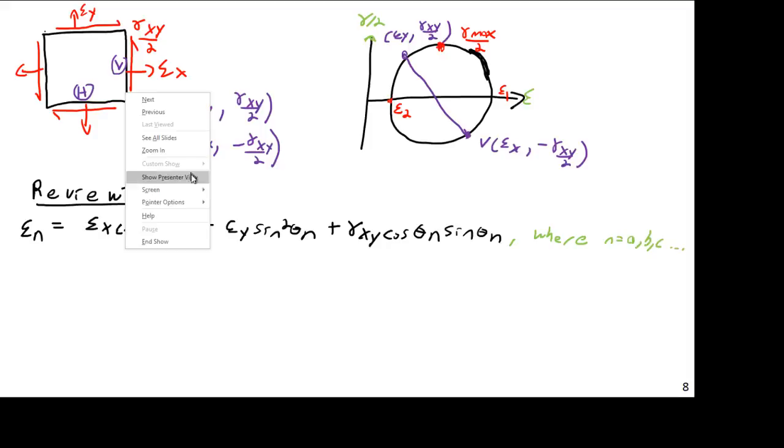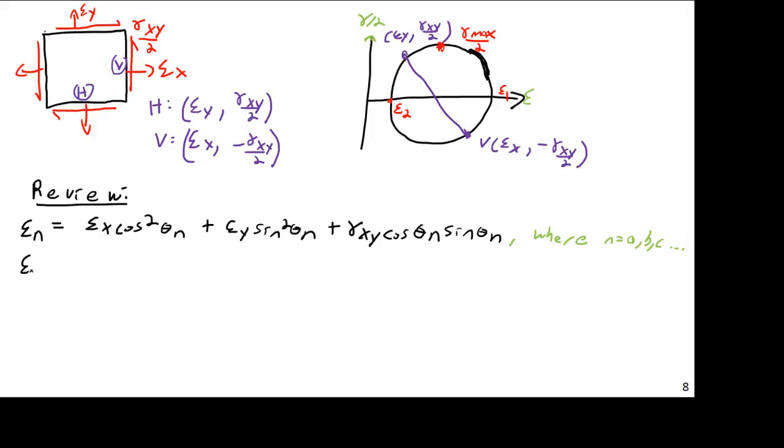Then the transformed strain at any plane, epsilon x prime, is going to be epsilon x plus epsilon y over 2, plus epsilon x minus epsilon y over 2 times the cosine of 2 theta, plus gamma xy over 2 times the sine of 2 theta.